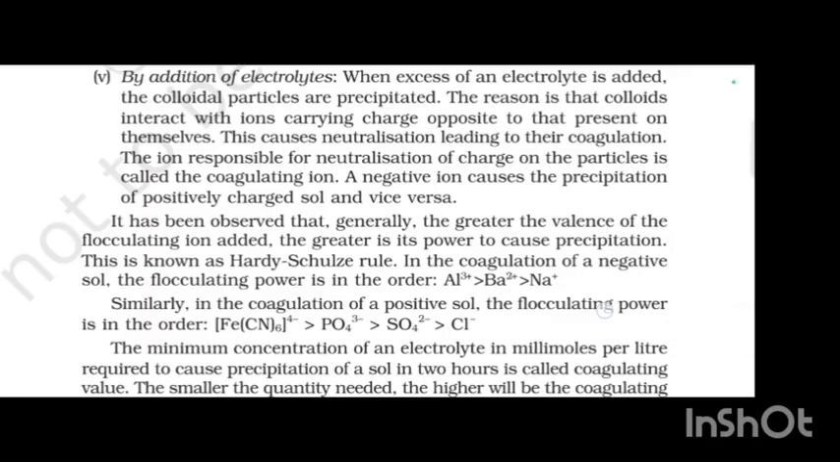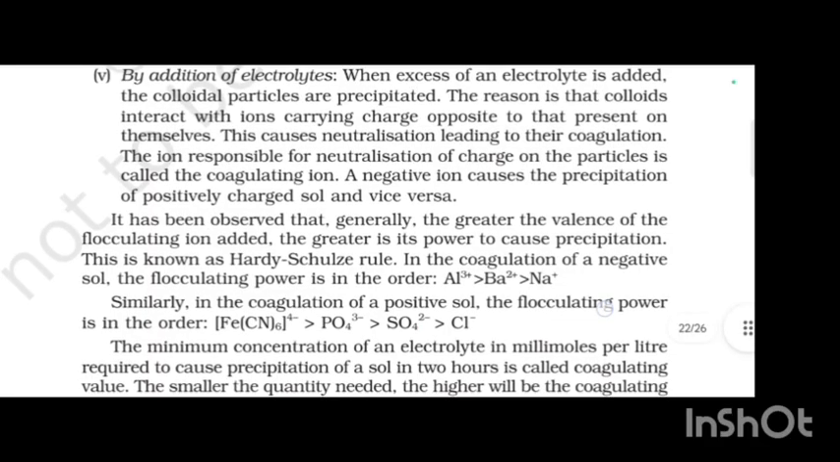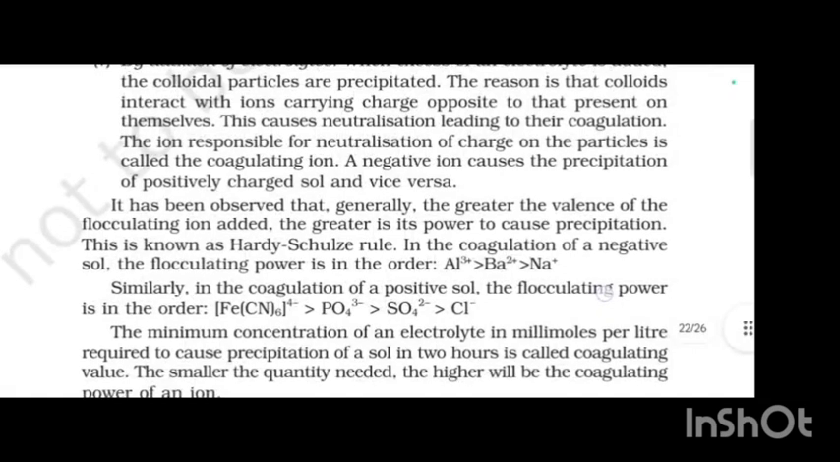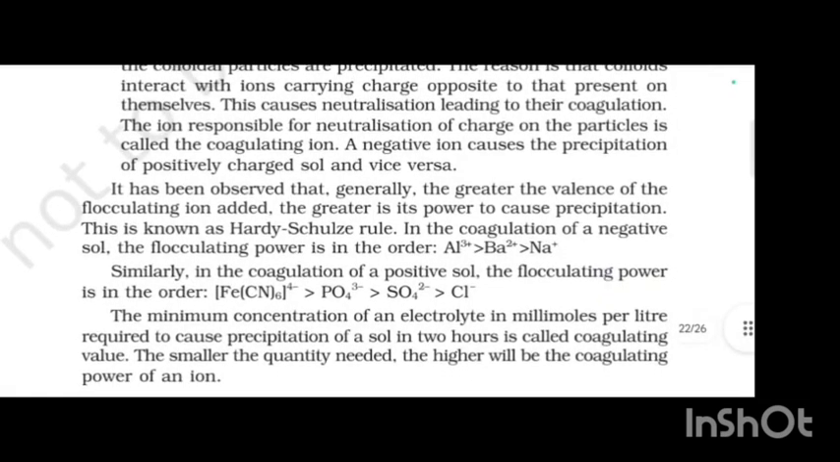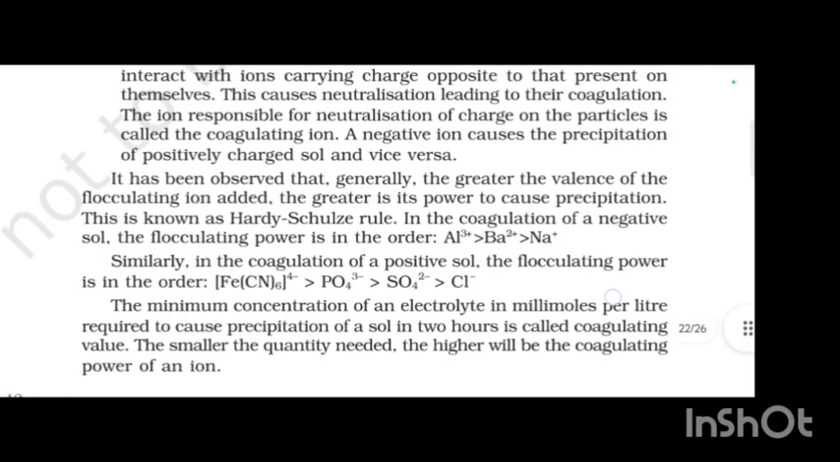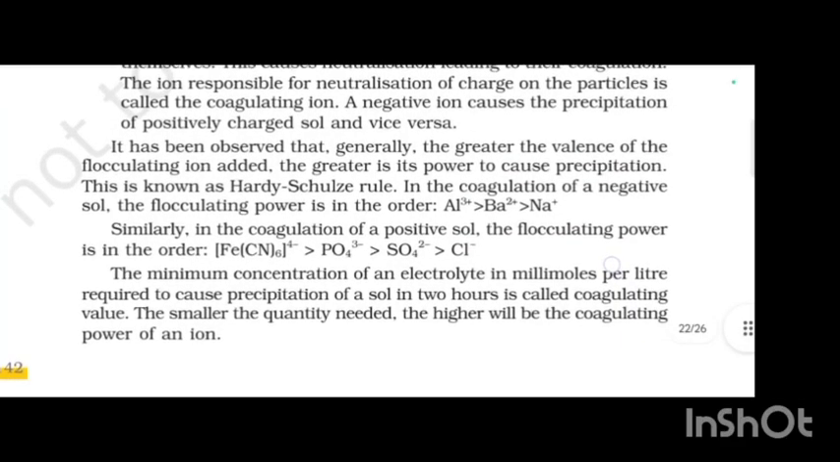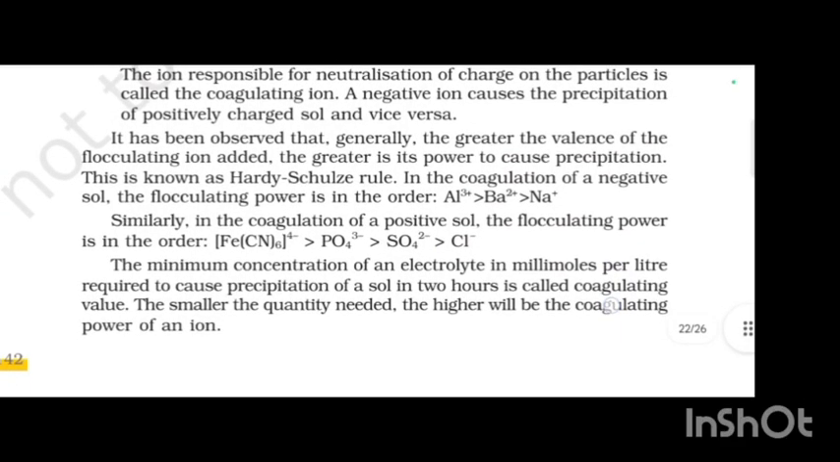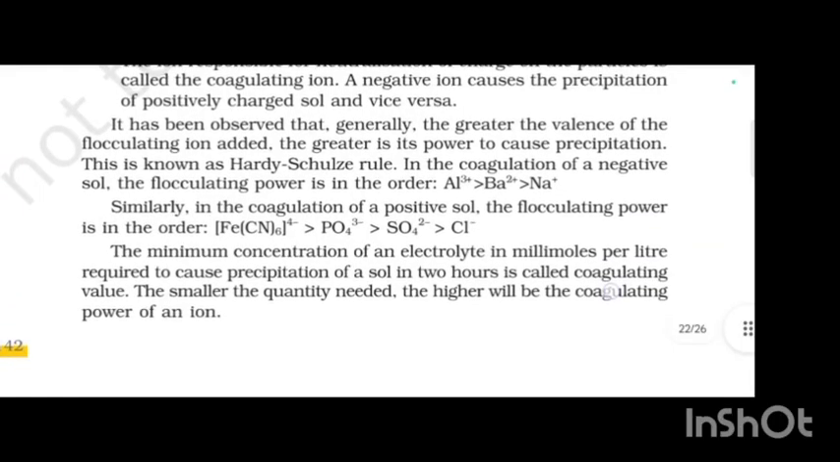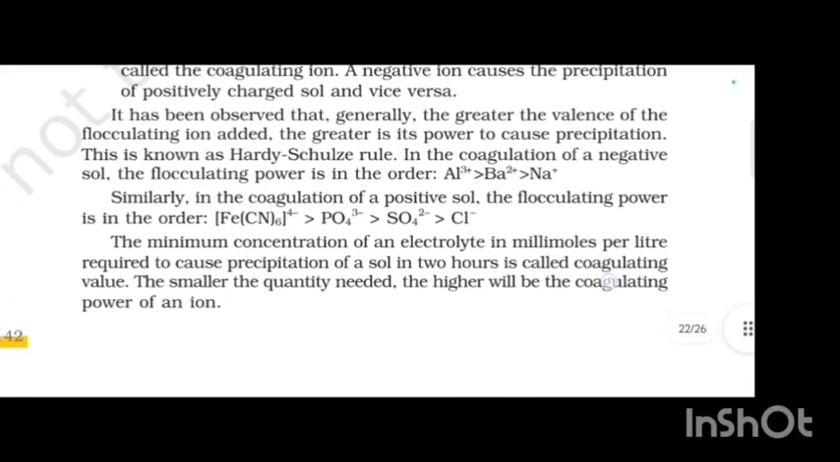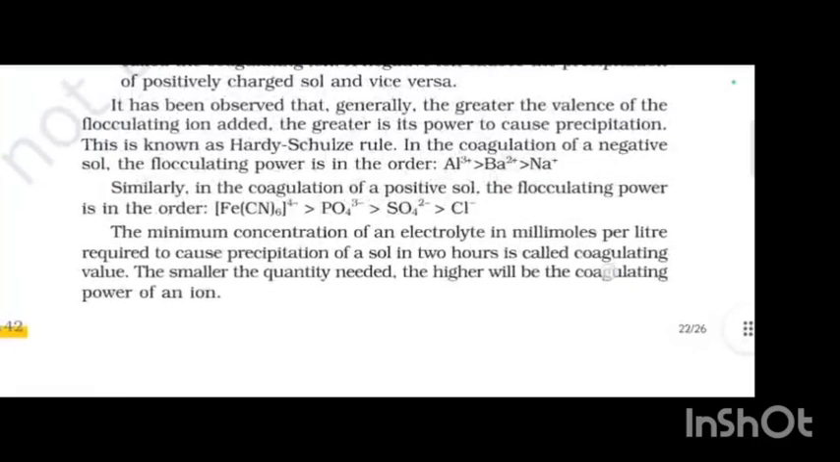Fifth, by addition of electrolytes. When excess of an electrolyte is added, the colloidal particles are precipitated. The reason is that colloids interact with ions carrying charge opposite to that present on themselves. This causes neutralization leading to their coagulation. The ion responsible for neutralization of charge on the particles is called the coagulating ion. A negative ion causes the precipitation of a positively charged sol and vice versa.